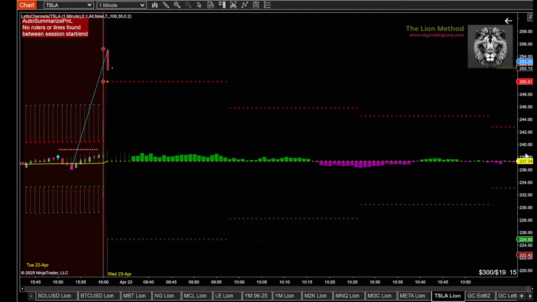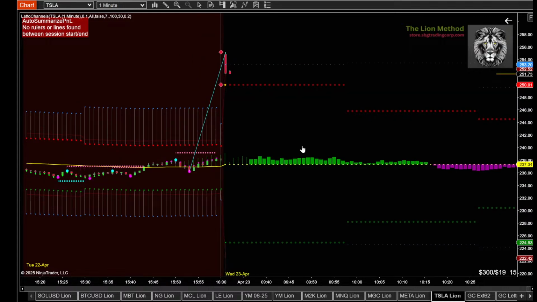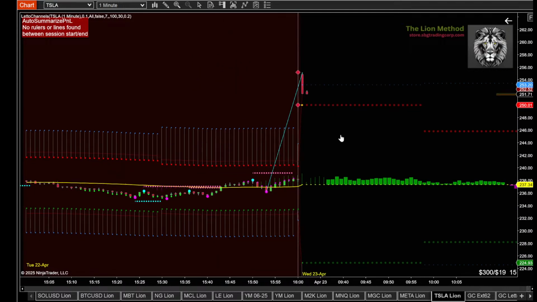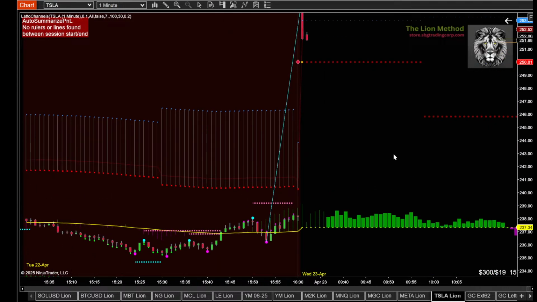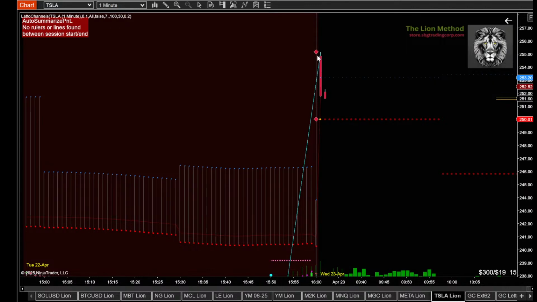Well, look at this, guys. Huge move in Tesla. Look at that. We are definitely overbought. Overbought strongly in Tesla on the open.